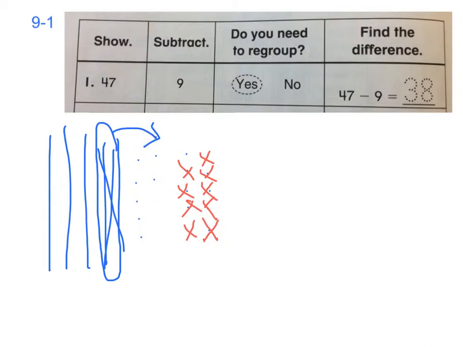Now let's count what's left. We have 3 sets of 10: 10, 20, 30. And now let's add our ones. 31, 32, 33, 34, 35, 36, 37, 38. So 47 minus 9 equals 38.